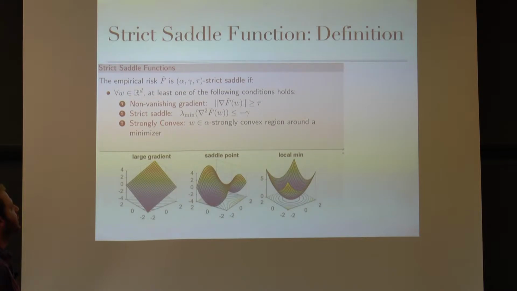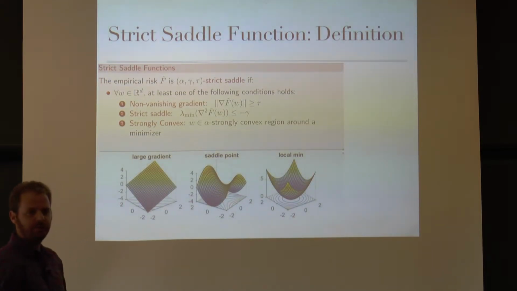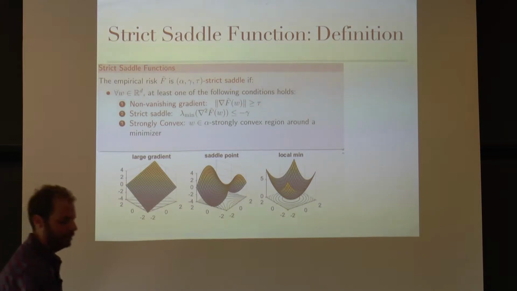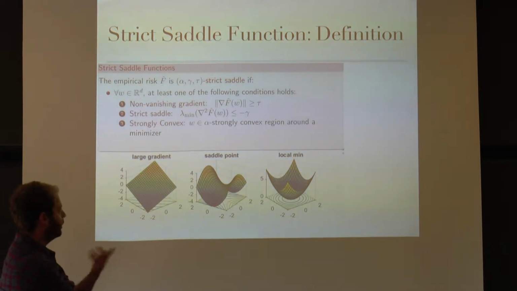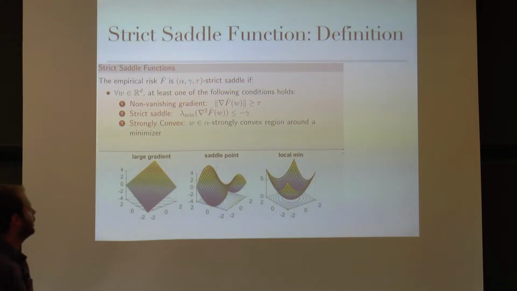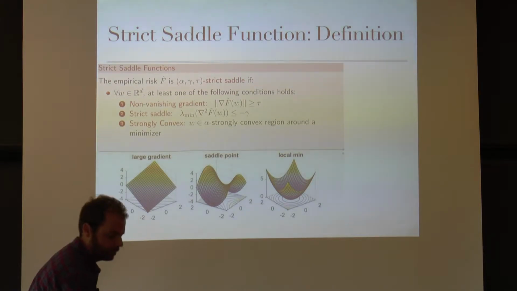We say that the empirical risk is (alpha, gamma, tau) strict saddle if at any point W one of the following conditions holds. The first possibility is that the gradient is non-vanishing at W, and this is quantified by a parameter tau. So this means that we are relatively far from a critical point. The third possibility is that we lie in an alpha strongly convex region around a minimizer. And the second and most interesting possibility is that we are near a strict saddle point, and this is quantified by parameter gamma. We require that the minimal eigenvalue of the second derivative is smaller than minus gamma.